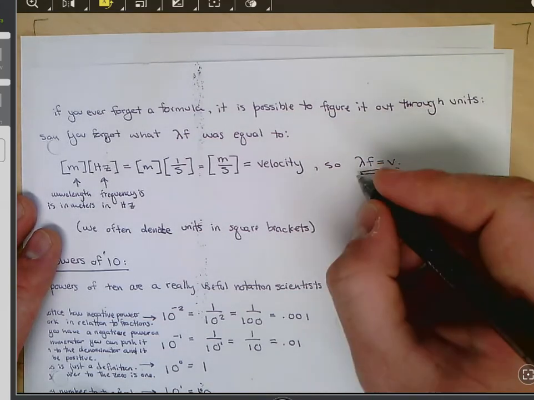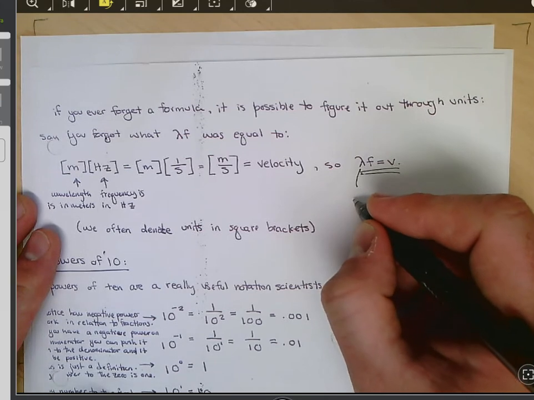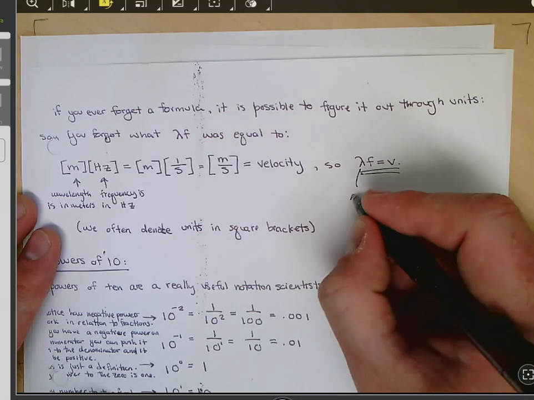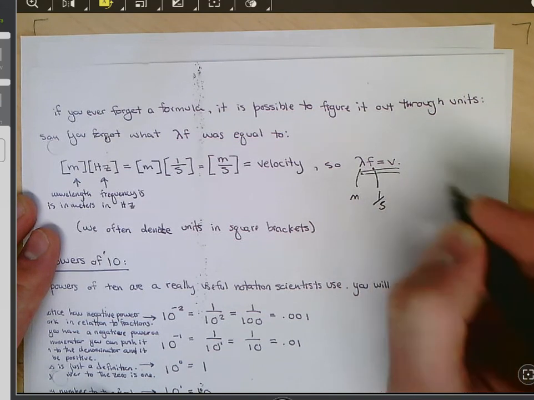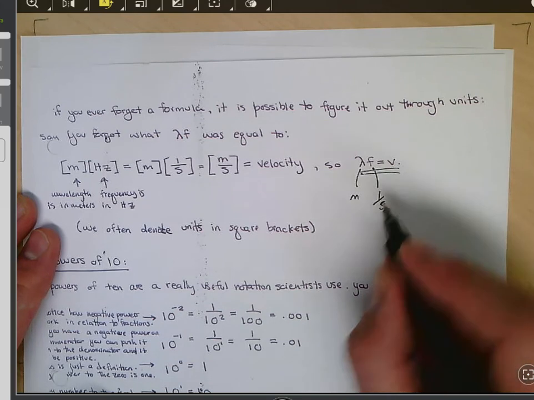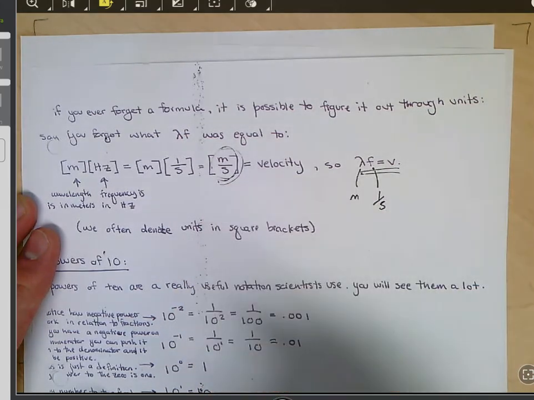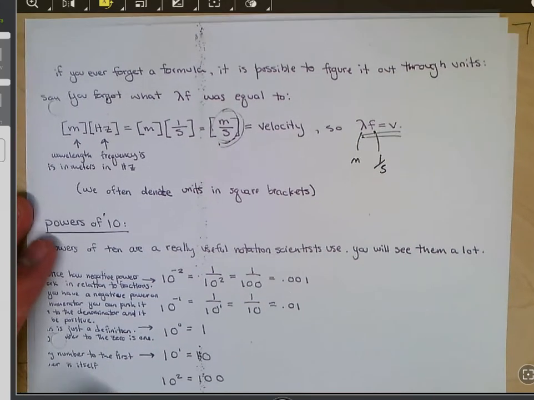Well, the cool thing is that if you know what the units of each of these things are, so lambda, the length of a wave, is usually in meters, and the frequency is usually in 1 over seconds, or hertz, then you can just say, oh, well, I need something in meters per second. So meters times 1 over seconds is a velocity, meters per second. So we sometimes write it in square brackets to remind ourselves that it's just in units.